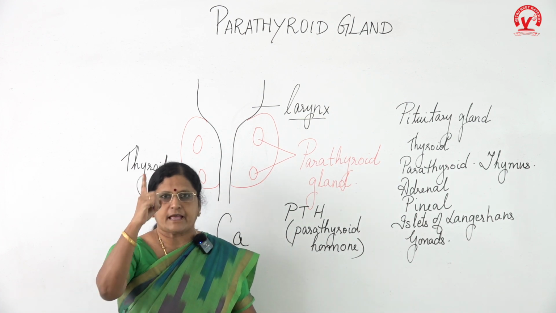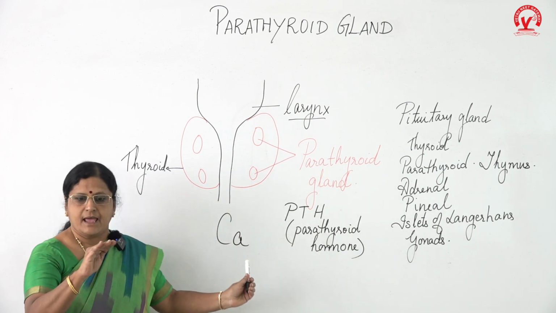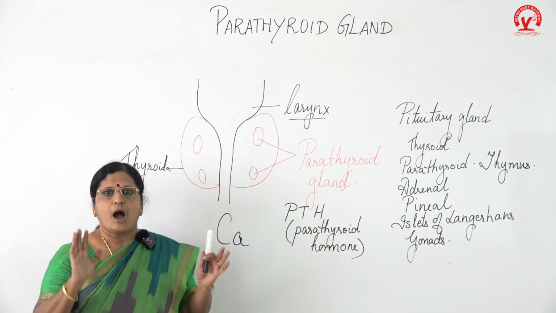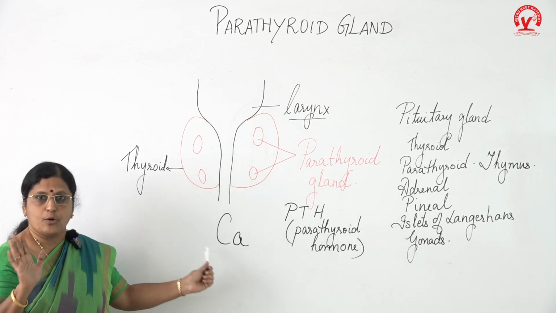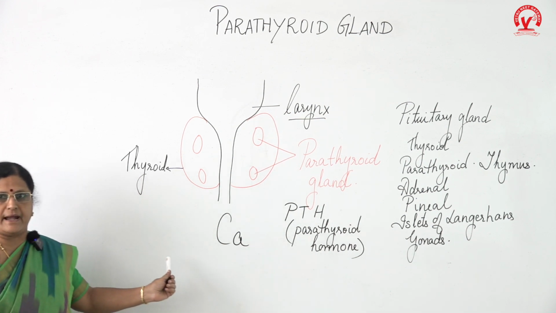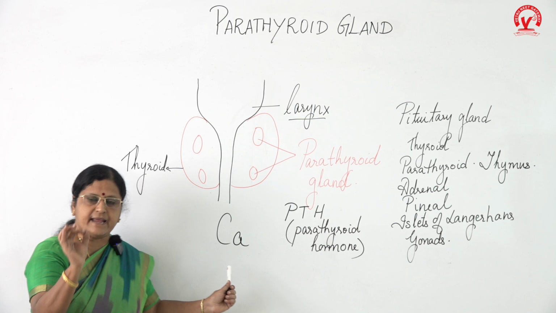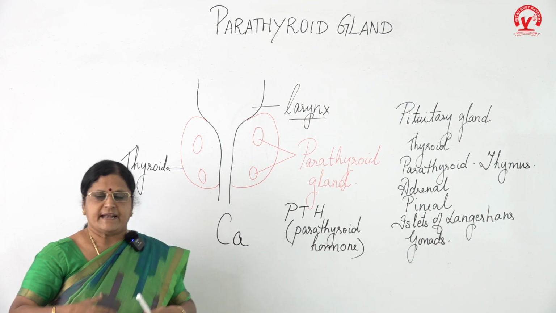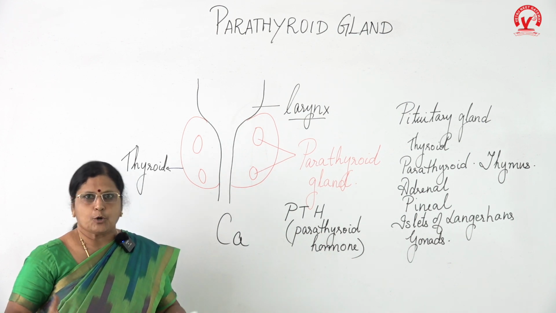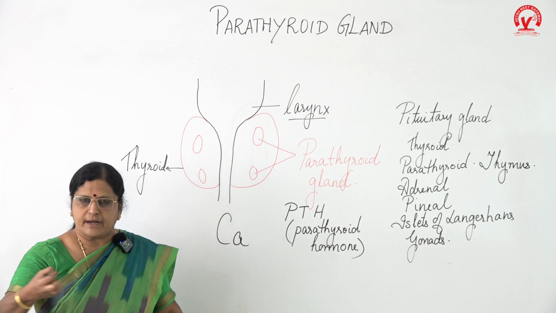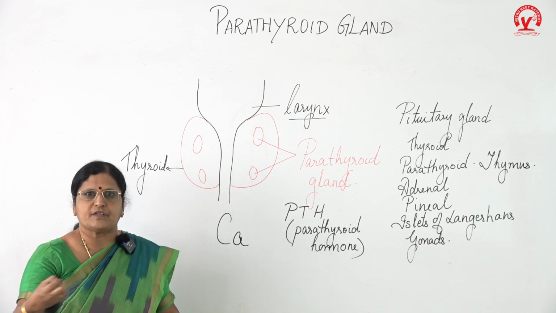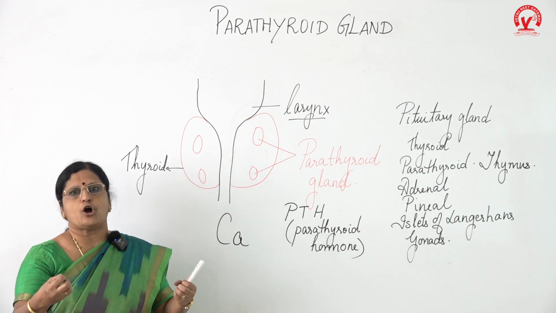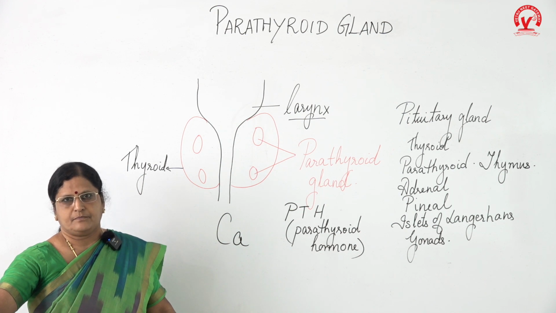So parathyroid hormone is needed to maintain the calcium level in your blood. How is the calcium level maintained in your blood? You take diet, nutrition, it will be digested in your stomach, and goes to your intestine. From your intestine, absorption of the nutrients takes place. So from your digestive system, calcium is absorbed and taken to your blood. Point number 1.